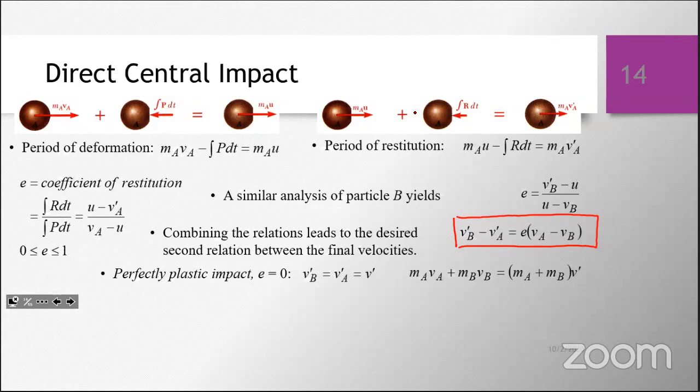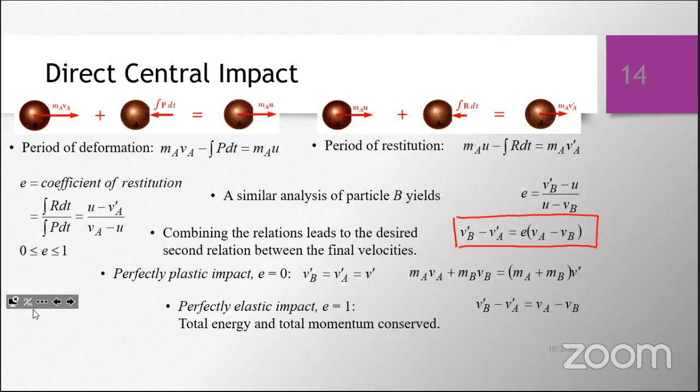We can talk about something called a perfectly plastic impact. I don't normally like to call it a perfectly plastic impact. I will typically call it a perfectly inelastic impact. What is a perfectly plastic impact? Well, when e is 0, what happens? When e is 0, there's no restitution. If there's no restitution, the things stay deformed.